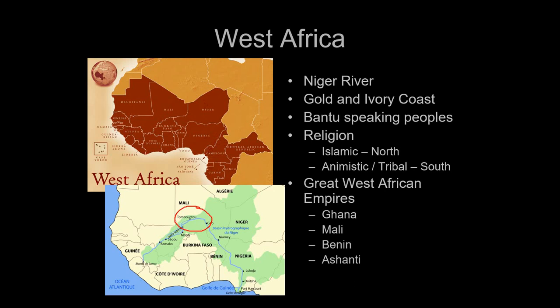Now, we use Timbuktu to say someplace that's really remote, but once upon a time, Timbuktu was the major trading and cultural hub, and that would grant them access to the trading routes that went north across the Sahara Desert. From there, the Niger River turns south and eventually empties out in what is modern-day Nigeria, but it's this river that defines these empires. And the great empires of the region were all within that boundary. Religion, in terms of culture, to the north it's going to be Islamic, and to the south it's going to be more animistic and tribal.